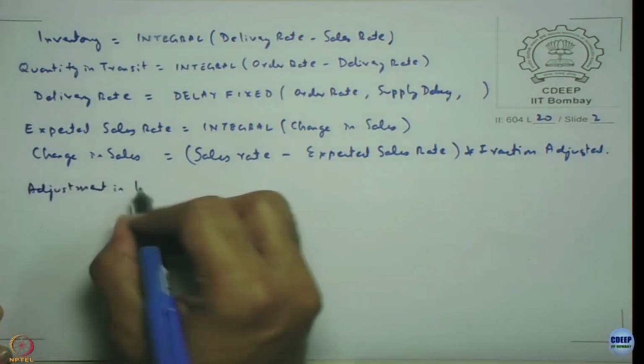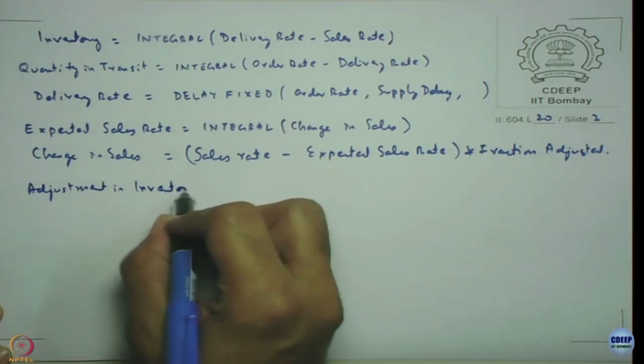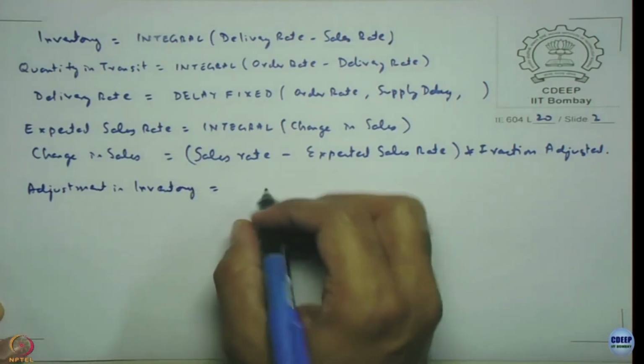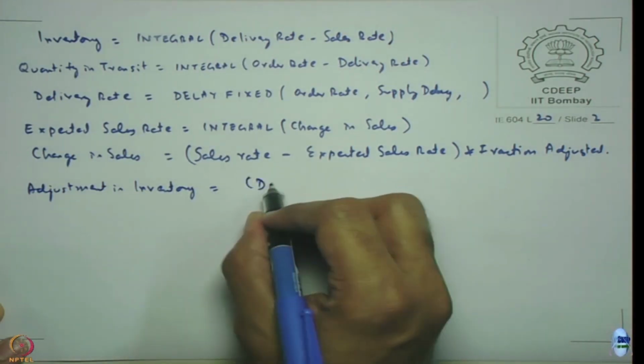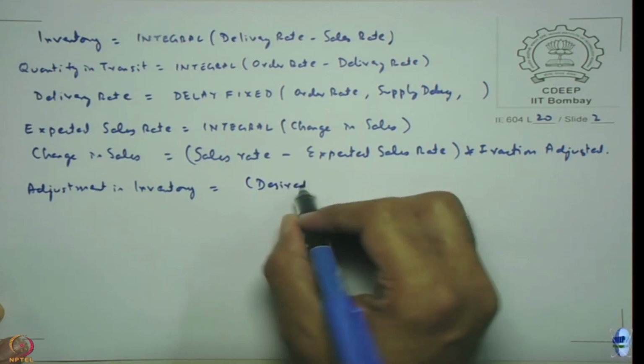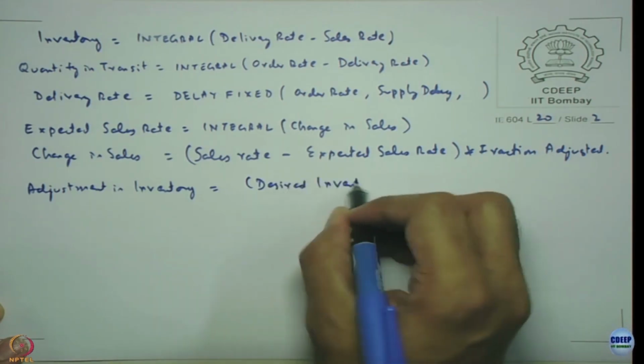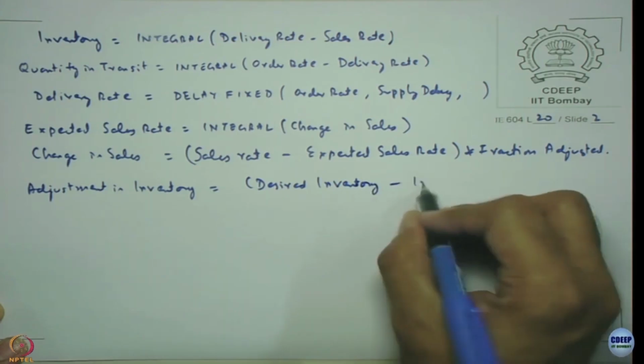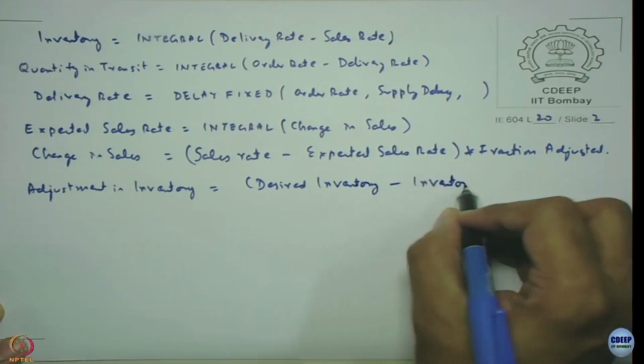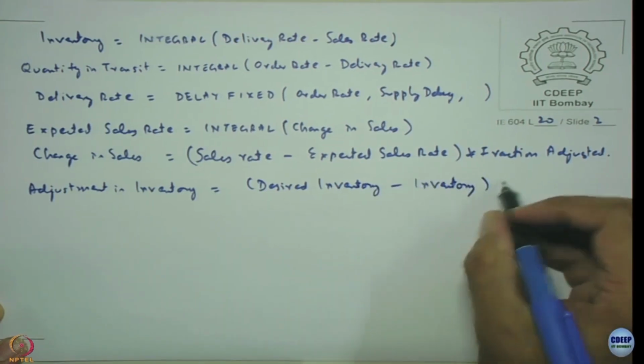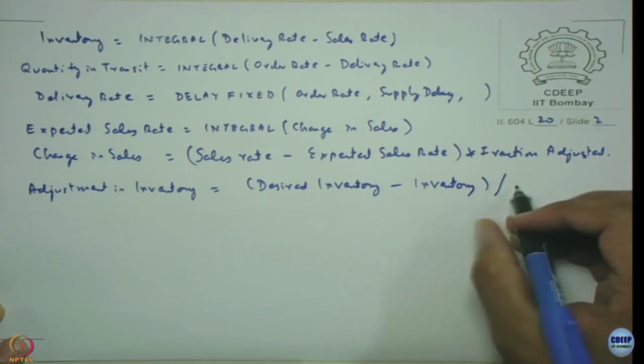So, your adjustment in inventory will be the difference between your desired inventory minus your actual inventory divided by time to adjust inventory.